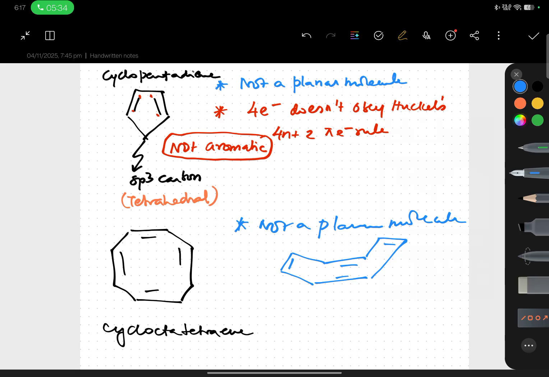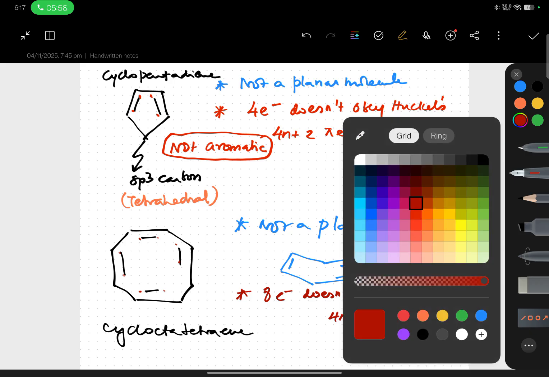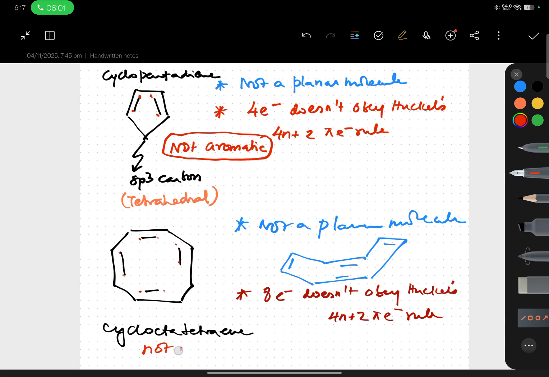And then how many electrons are there? 1, 2, 3, 4, 5, 6, 7, 8. So 8 electrons means it doesn't obey Huckel's 4n plus 2 pi electron rule. So thus you can just say that it is not aromatic. Copy.